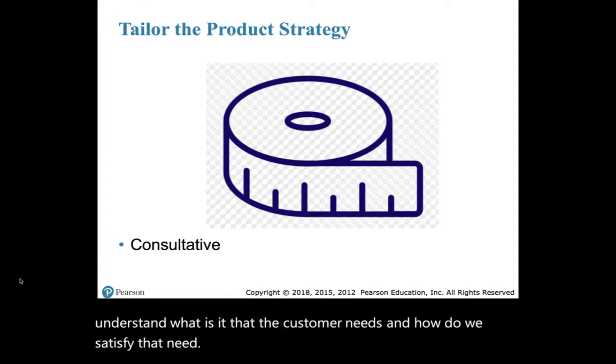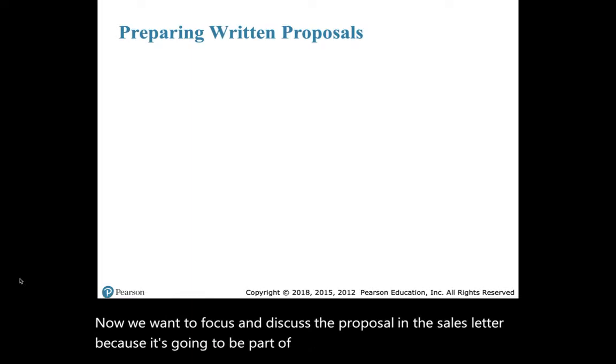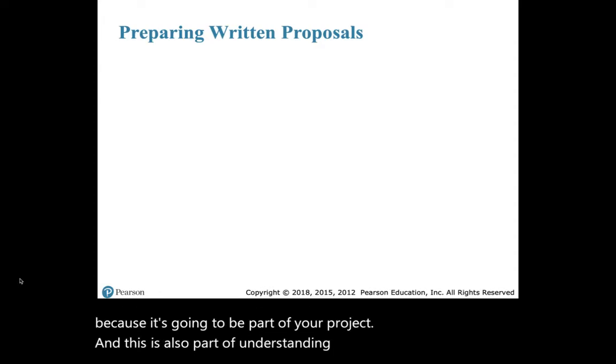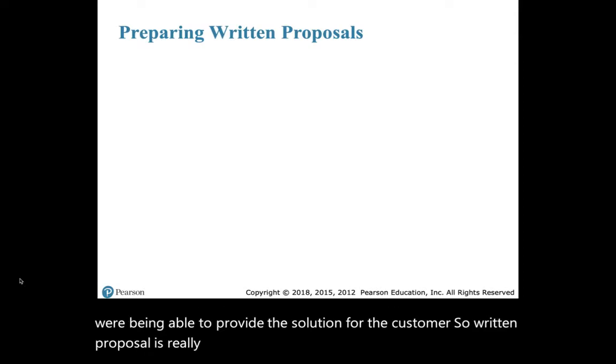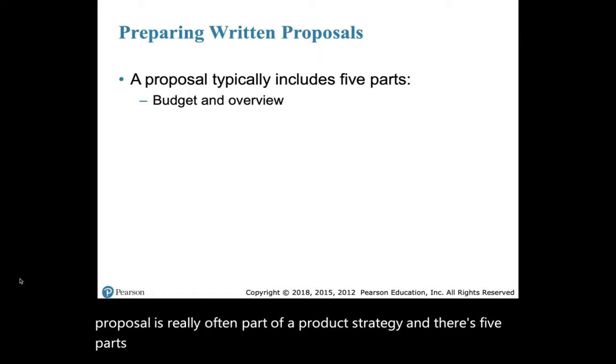Now, we want to focus and discuss the proposal and the sales letter because it's going to be part of your project. And this is also part of understanding and communicating that we're being able to provide the solution for the customer. So a written proposal is really often part of a product strategy. Okay, and there's 5 parts. So first is obviously the budget and the overview.